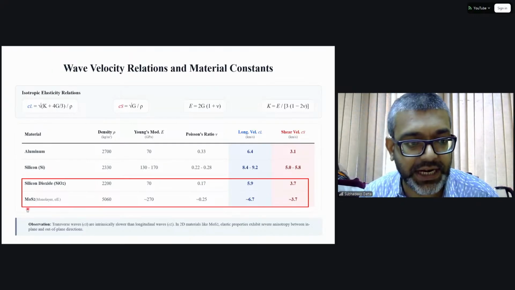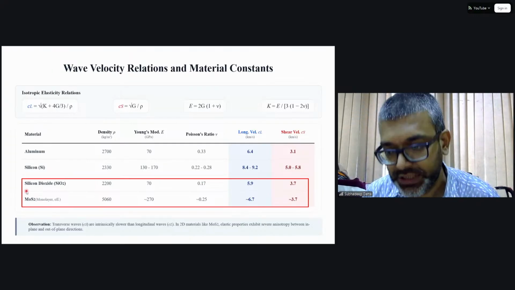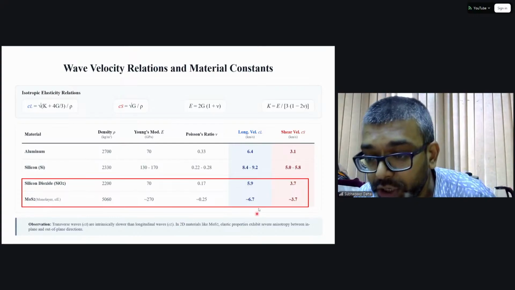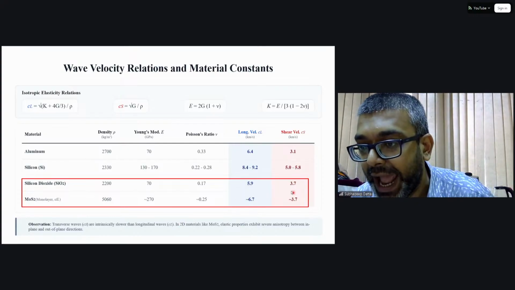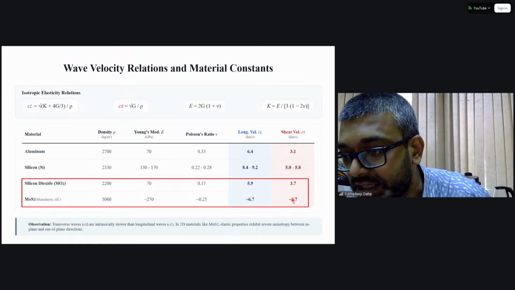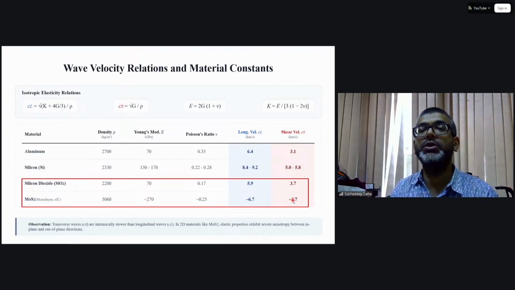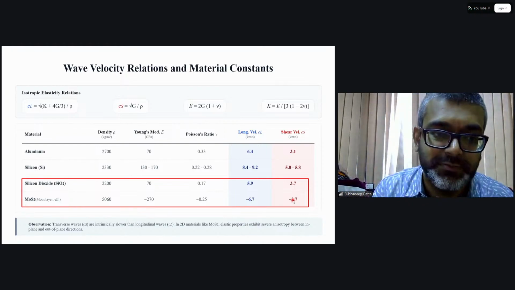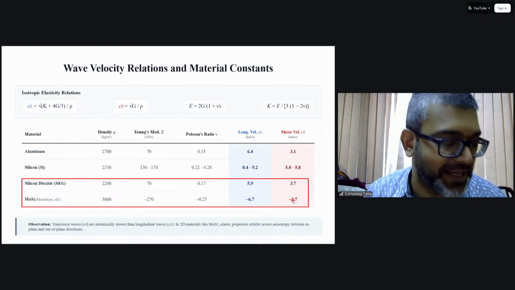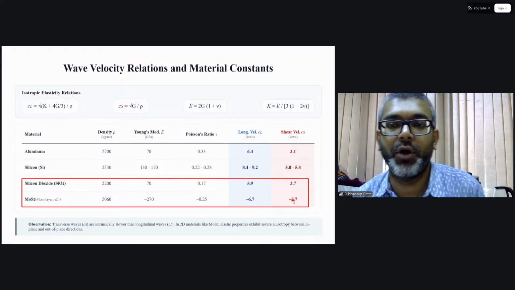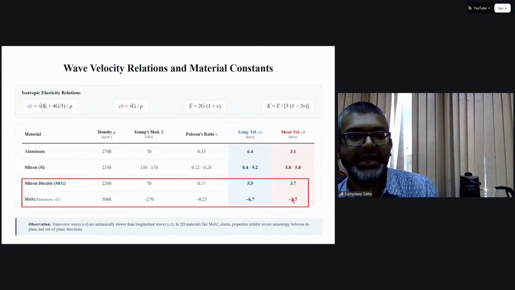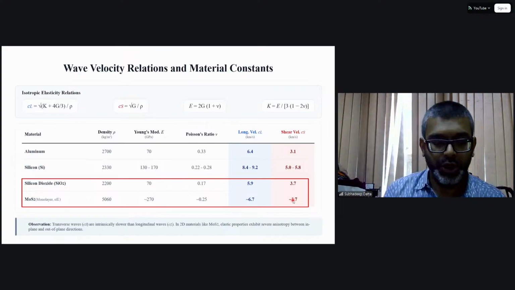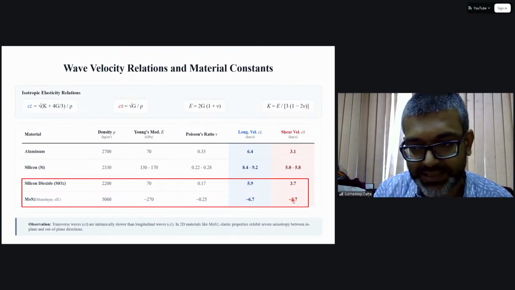Now, if you consider MoS2, which is our semiconductor, the longitudinal velocity is 6.7 and the shear velocity is 3.7. Now think about impedance matching, for students. When you think about impedance matching, usually electrical or electronic circuits come into play, right? The input and output should have very good impedance matching.